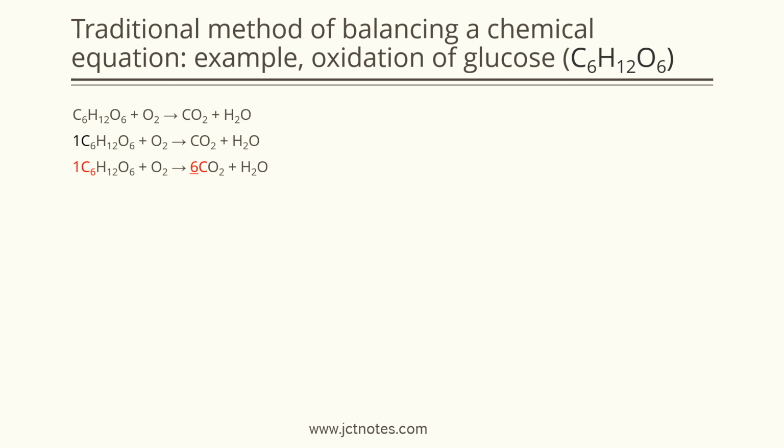We check the hydrogen. In the reactants, the hydrogen appears only in the glucose. In the products, the hydrogen appears only in the water. As we have already fixed the molecules of glucose to 1, we should have 12 hydrogens in the reactants. As each molecule of water has 2 atoms of hydrogen, we need 6 molecules of water to balance the hydrogen.